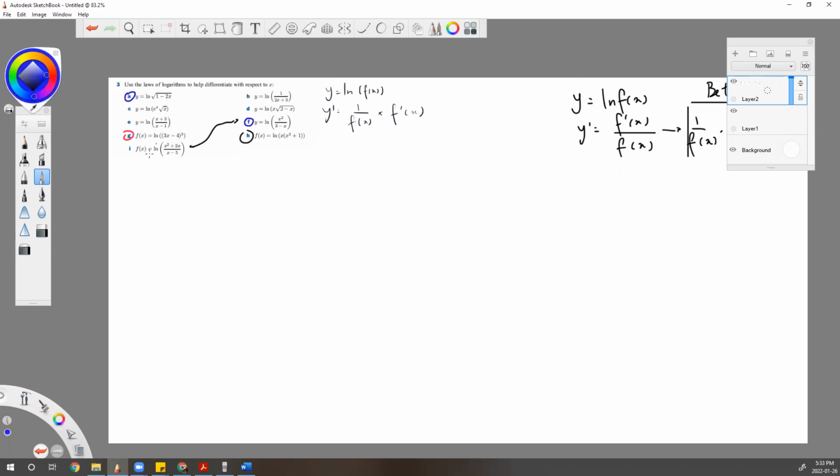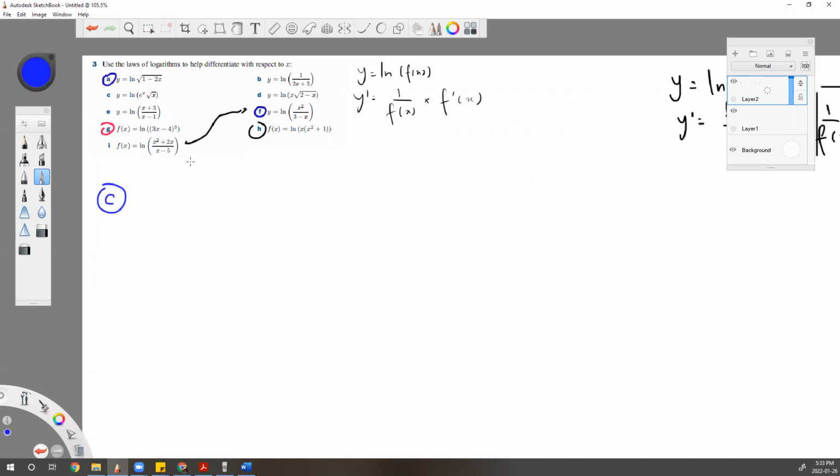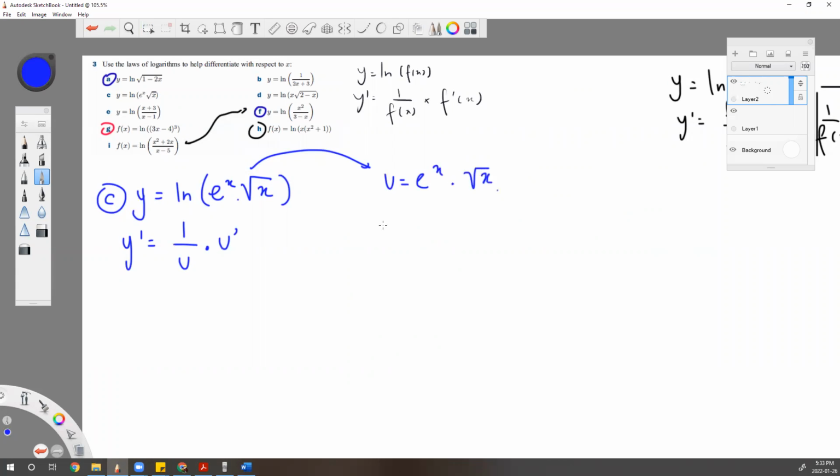Okay, let's go for question C. y equals ln of square root x. So the y accent will be 1 over f(x), or 1 over u times u accent, right? The u is this. Or I can simplify the u as e power x times x power half, right?